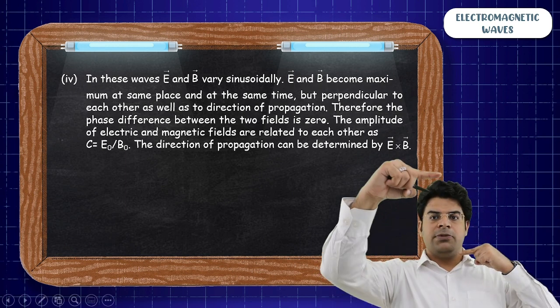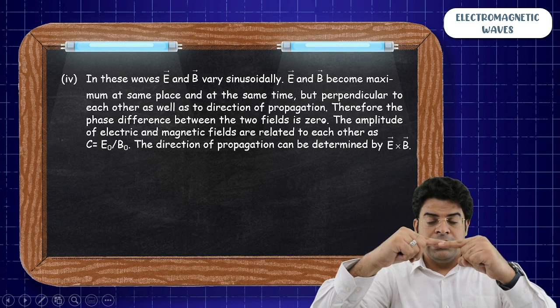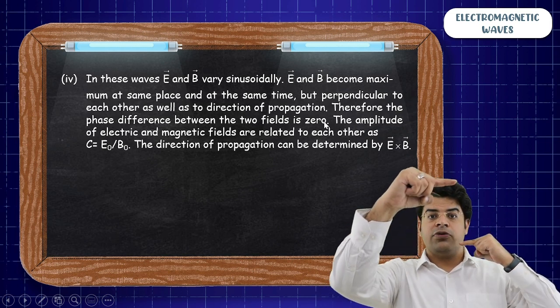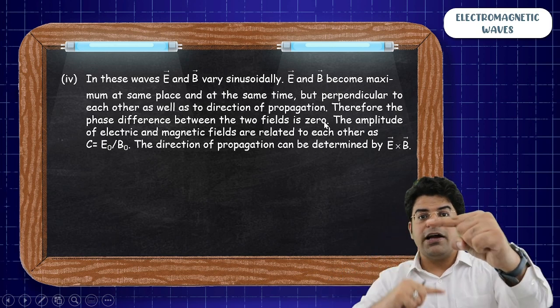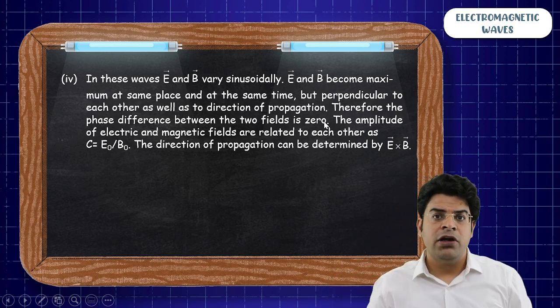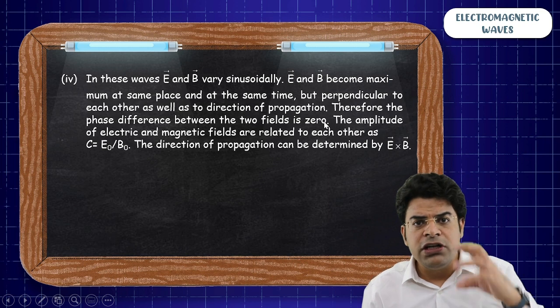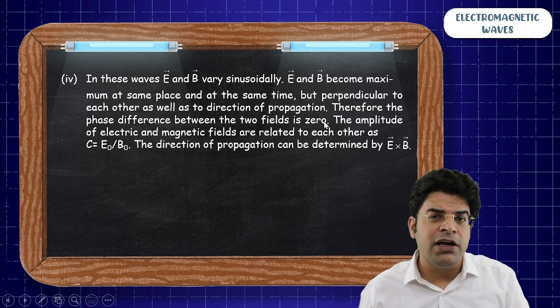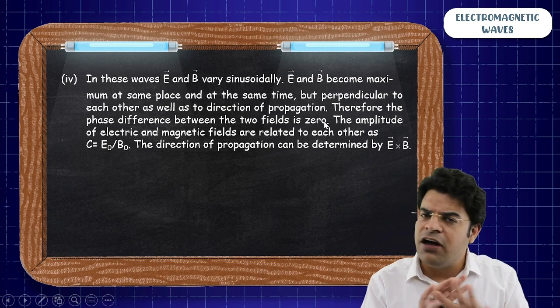They become maximum together. They become zero together. They become negative maximum together. They become zero together. They become positive maximum together. They become zero together. They become negative maximum together. They become zero together. The direction of oscillation of electric field, the direction of oscillation of magnetic field, and the direction of propagation are mutually perpendicular.